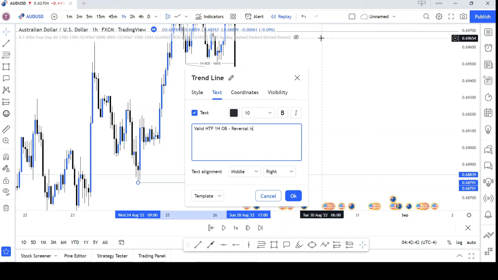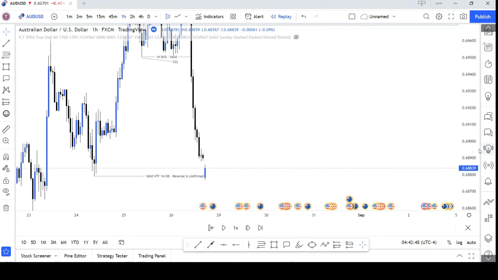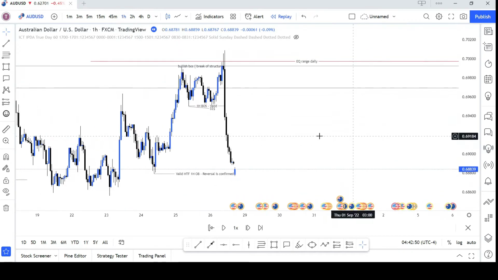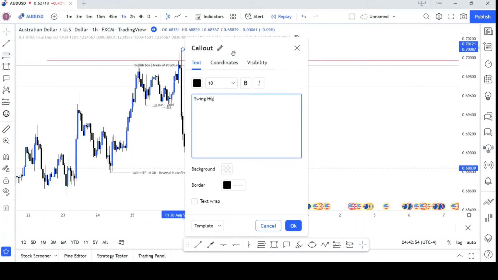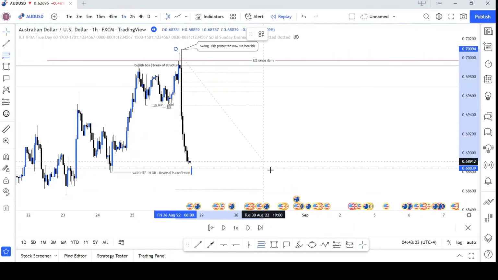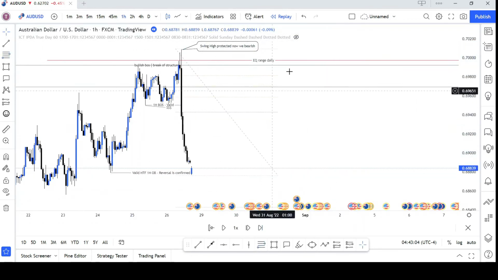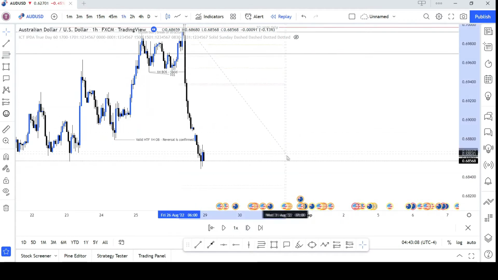Now this is a valid break of structure. Notice how it fits the imbalance on the 1H perfectly. This you can call a king low, maybe. That's what they call it. Now after this, we can wait for the retracement. Now we conclude that this high is protected because it broke structure, it created momentum, but we still don't have the 50% entry for our entry. We still don't have the 50% retracement.